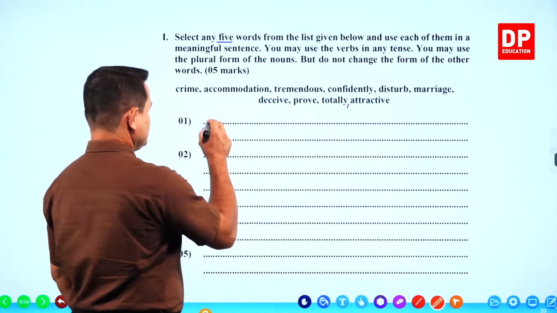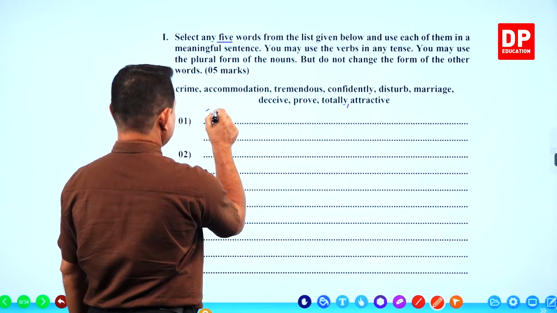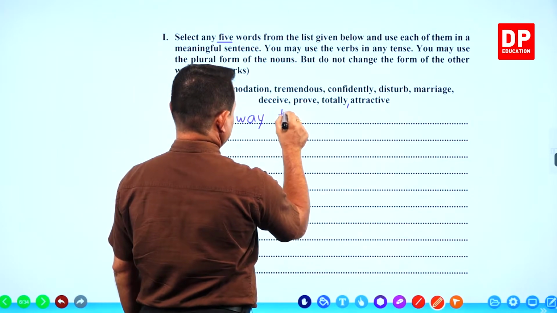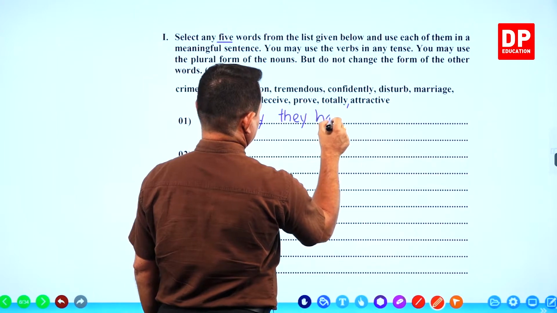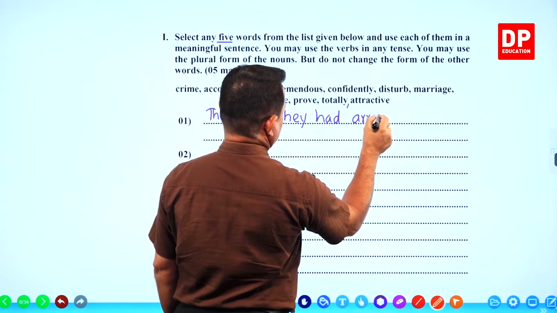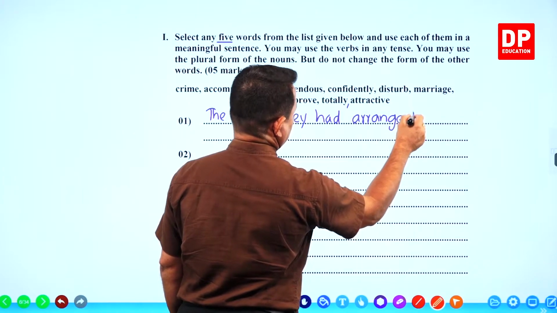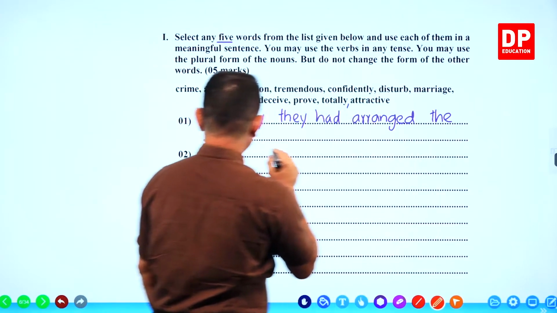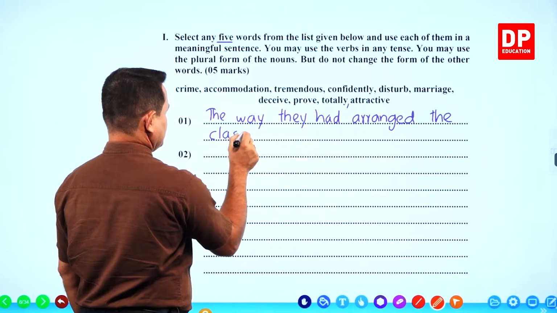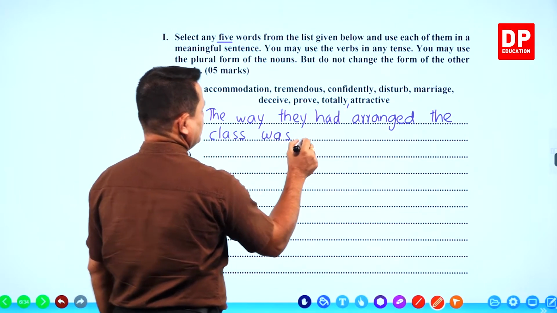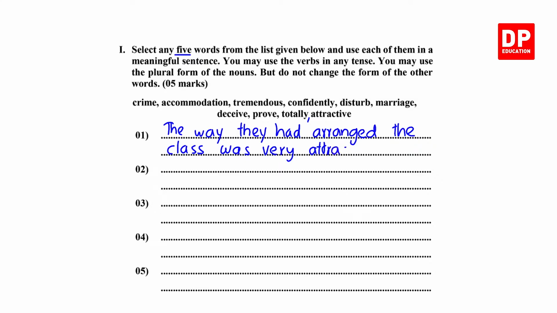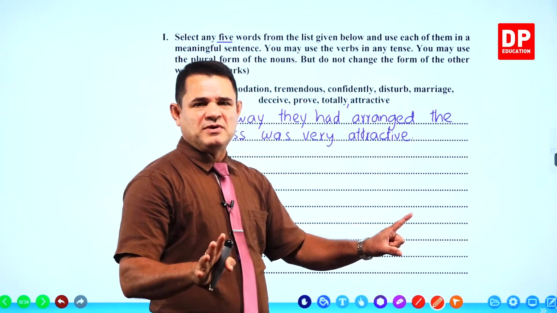Okay, let's rewrite this. Right. The way they had arranged the class was very attractive. So now you see, it is attractive keyword, no marks.